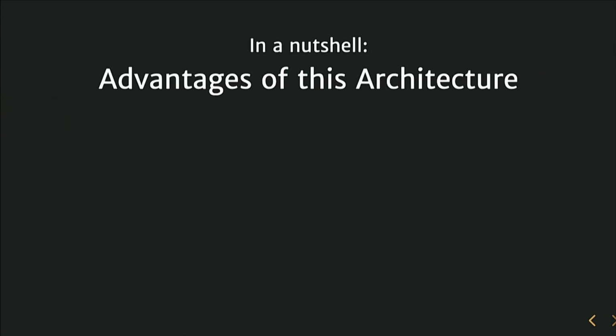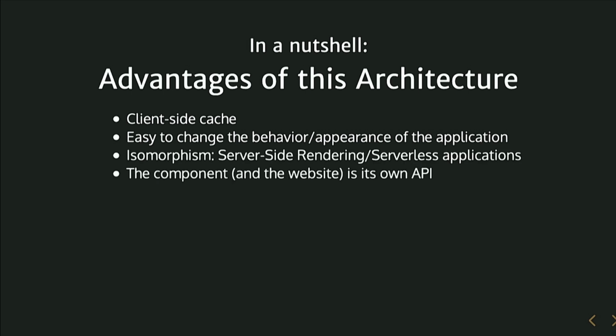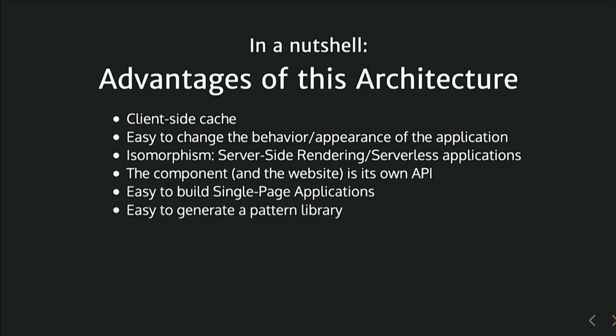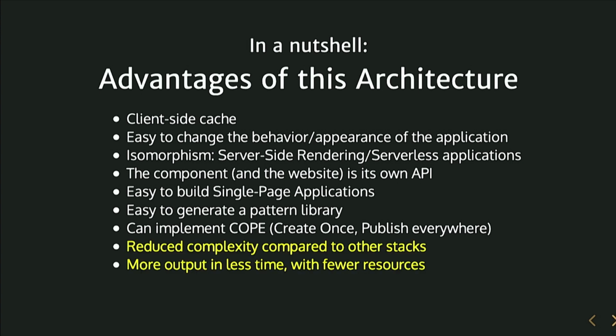So I'm finishing. Yeah, sorry. In a nutshell, advantages of this architecture: you have a client-side cache, easy to change the behavior of the application, it's isomorphic, the component on the website is its own API, implement single-page applications, easy to generate the pattern library, you can implement COPE. So in summary, from all of this, you have a lot of reduced complexity, because if you want to do all of these other things anyway, you have to use 2, 3, 4 different technologies. Here with just one architecture, you solve everything. More output in less time with fewer resources.